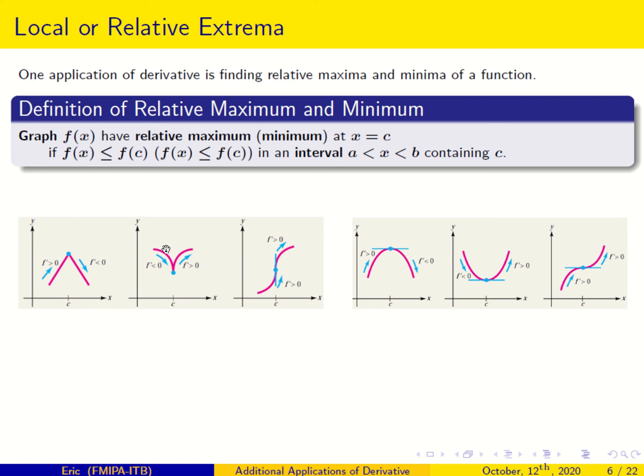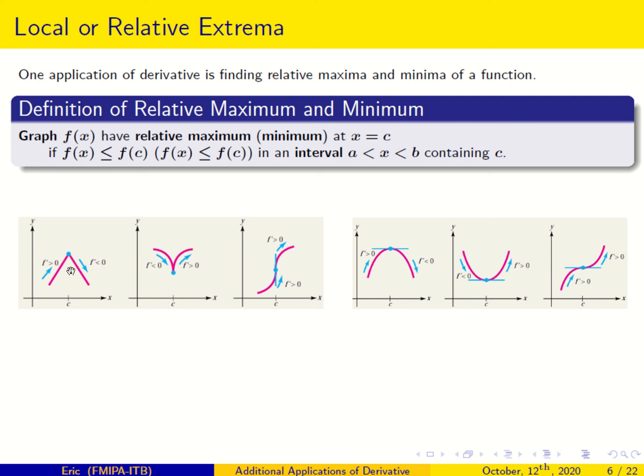The same here, this is the lowest. f(c) is the lowest, so this is the minimum. This is not a maximum or minimum. Why? Because on the left, this is not the minimum, and on the right, this is not a maximum. Okay, we can do the same game for this one.